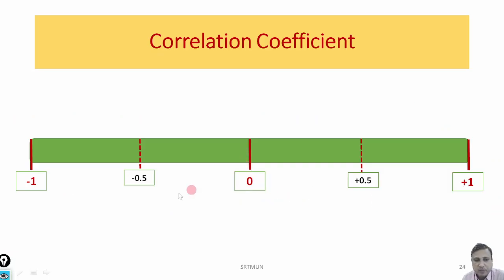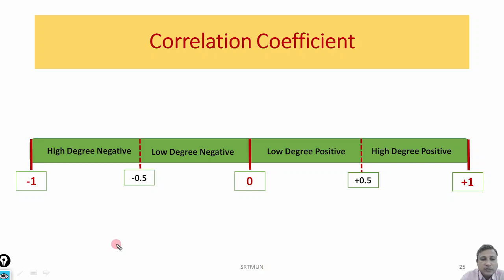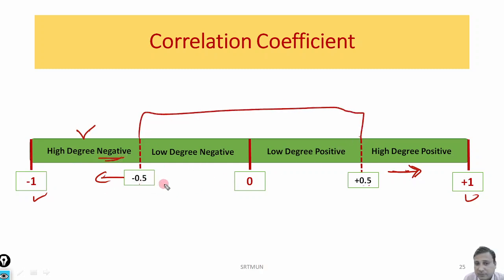Now let me take you here. We are going to get values between -1 and +1. If you get a value greater than 0.5, that is known as a high degree positive correlation. If you get a value between -1 and -0.5, that is a high degree negative correlation. And if we get values between -0.5 and +0.5, they are low degree negative and positive respectively. And if the value approaches towards 0, a very near value, then it represents that there is no correlation.